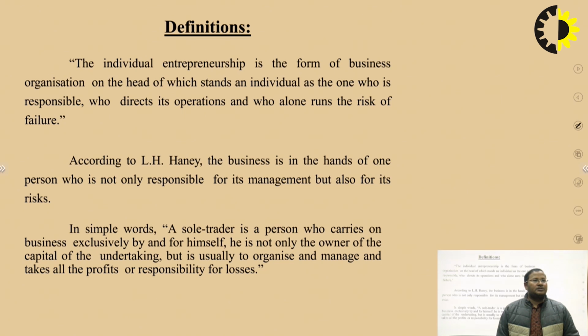So, what is the bookish definition? Individual entrepreneurship is the form of business organization at the head of which stands an individual as the one who is responsible, who directs its operation, who alone runs the risk of failure. According to L.H. Haney, the business is in the hands of one person who is not only responsible for its management but also for its risk. In simple words, we can say a sole trader is a person who carries on business exclusively by and for himself. He is not only the owner of the capital of the undertaking, but usually also organizes and manages it. He also takes all the profits and responsibility for losses. Mainly, he is taking the risk.